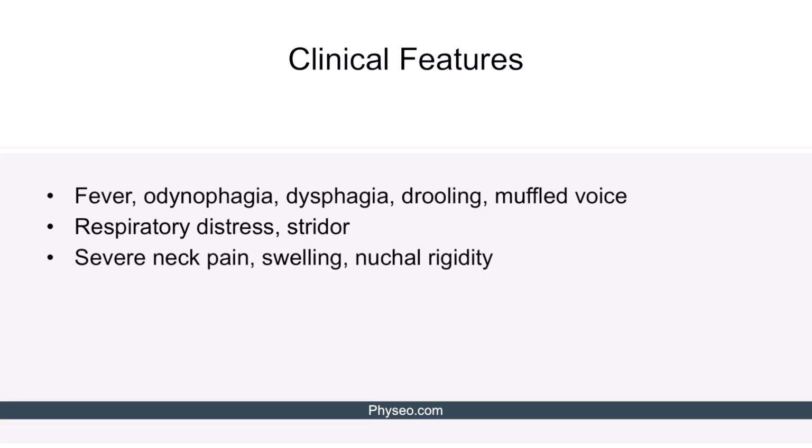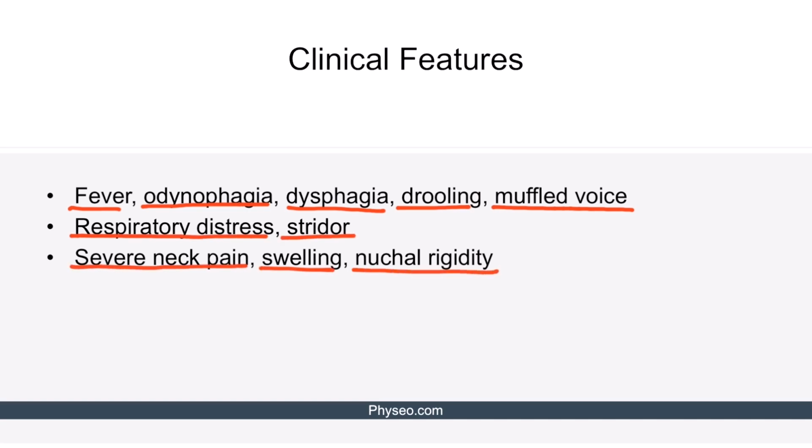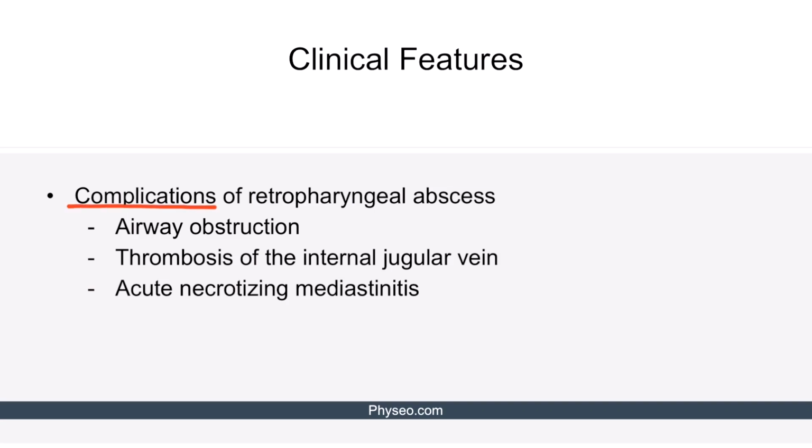Clinically, there are some similarities in presentation between peritonsillar abscess and retropharyngeal abscess, with fever, odynophagia, dysphagia, drooling, and a muffled voice. Features unique to this include respiratory distress and stridor, as well as severe neck pain, swelling, and nuchal rigidity. There are several notable complications. First is airway obstruction that may happen secondary to significant swelling in the retropharyngeal space. Second is thrombosis of the internal jugular vein, which may happen because the infection from the retropharyngeal space may drain inferiorly into the superior mediastinum and spread to infect the carotid sheath that contains the internal jugular vein. In this way, it's somewhat similar to Lemierre syndrome that was discussed earlier in this lecture.